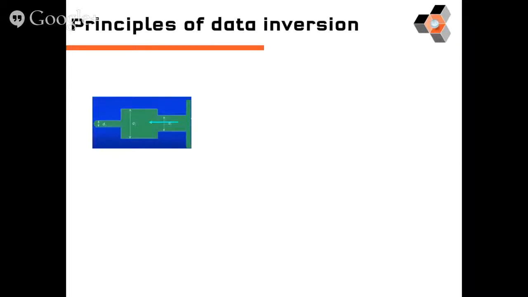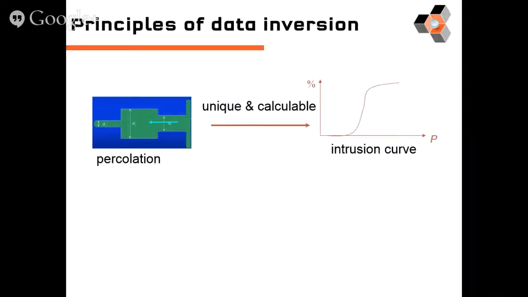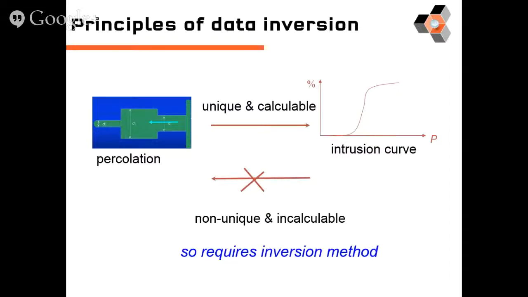We see, if we click on this slide, this is the percolation that we've just been looking at, the green mercury going into a series of cylinders. And from that, if we knew what all these sizes were, then we could go forward and say there's a unique and calculable property shown on the right here, which is the intrusion curve. But the problem now, going backwards on the slide, is that you can't go backwards, essentially. That's non-unique, you can't calculate that, so you require an inversion method.